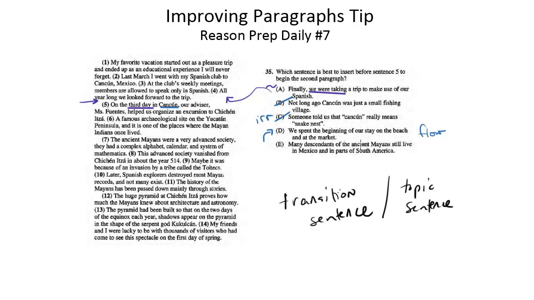E, many descendants of the ancient Mayans still live in Mexico and in parts of South America. So they do mention the Mayans here, but again, this paragraph is not about the Mayans. The paragraph is about the trip that they're taking and what they're doing at the time. So of all the choices, I think we can safely get rid of A, and I like Choice D. So when you're doing these questions, be aware of not just the overall flow of the passage from paragraph to paragraph, but the words around that sentence to see how that sentence is going to transition from paragraph to paragraph and from line to line.